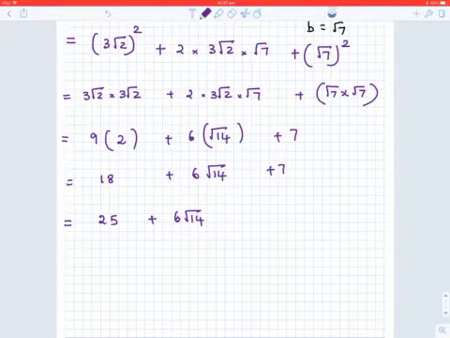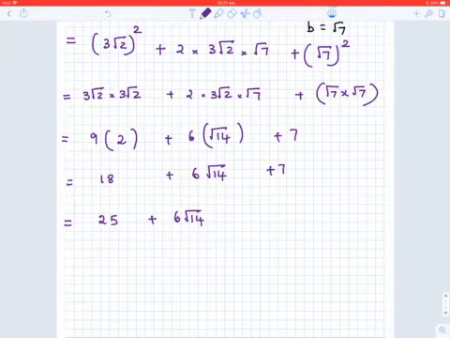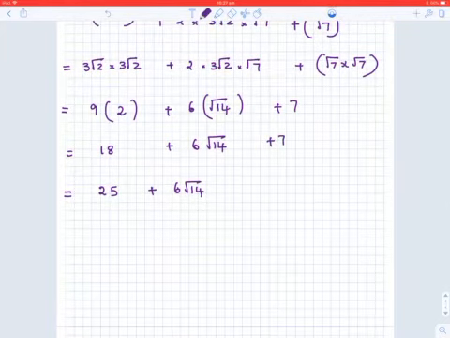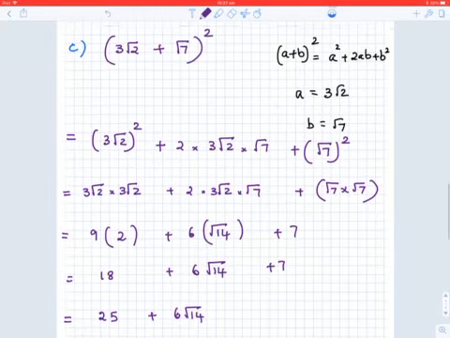Now here you cannot simplify root 14 anymore, because 14 doesn't have a square number as a factor other than 1. Okay, so this is your final answer.